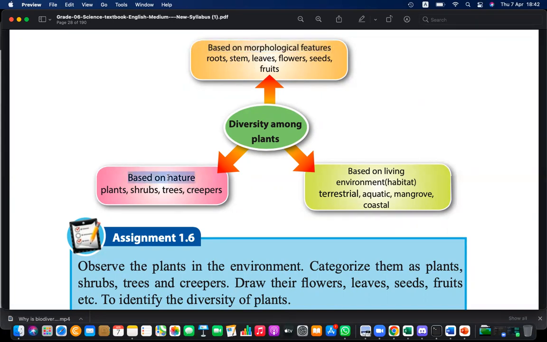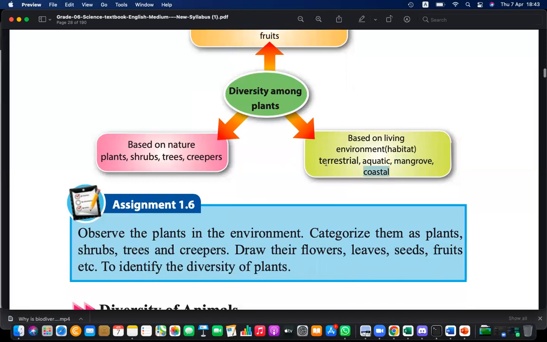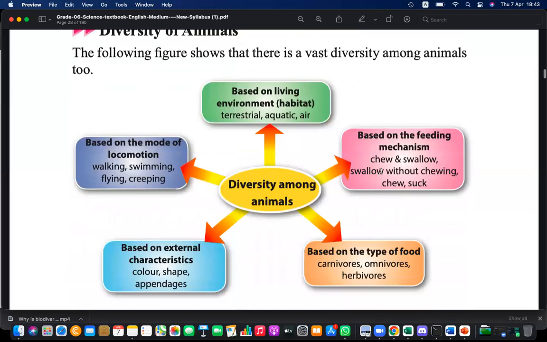So based on the nature, we divide them into shrubs, trees, creepers. Then also based on the habitat, the location or the environment, we divided them into terrestrial, aquatic, and mangrove, which is both water and moist, half water, half soil environment. Mangrove is coastal, in the seaside. So these are also terrestrial, but coastal terrestrial. So we learn about that.